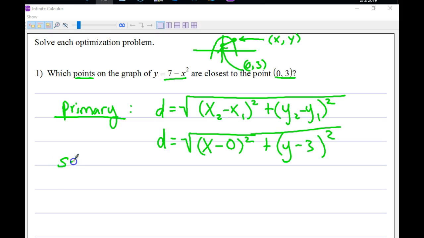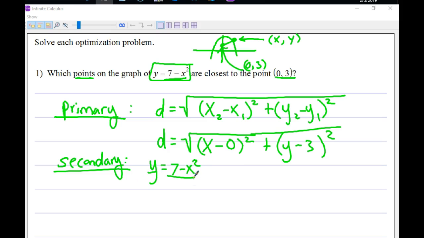Now let's go ahead and take a look at my secondary. The secondary thing is the thing that limits what points I'm even allowed to have here, and that's this equation itself. It has to be points that are on this parabola. So my secondary equation is actually just that parabola. So that means that y equals 7 minus x squared. So I've already got y solved for, so if I just come back up here, x minus 0 is just x, so I'm going to have that as x squared. And then I'm going to replace this y with 7 minus x squared minus 3.